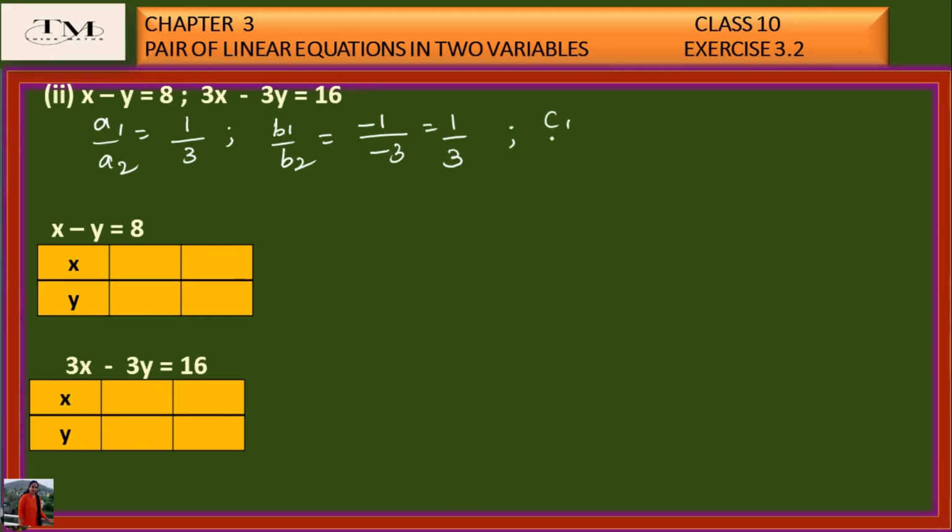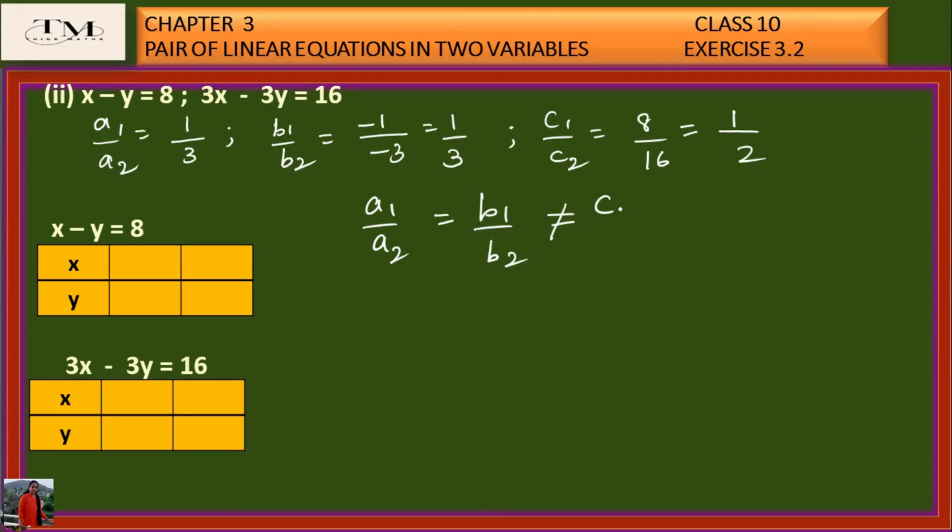The same way, c1 by c2: c1 is 8, c2 is 16. Both are multiples of 8, so we can divide by 8. 1 eight is 8, 2 eights are 16. Here a1 by a2 is equal to b1 by b2, but not equal to c1 by c2, because a1 by a2 is 1 by 3, b1 by b2 is also 1 by 3, but c1 by c2 is 1 by 2. So this condition implies the linear pair of equations is inconsistent.